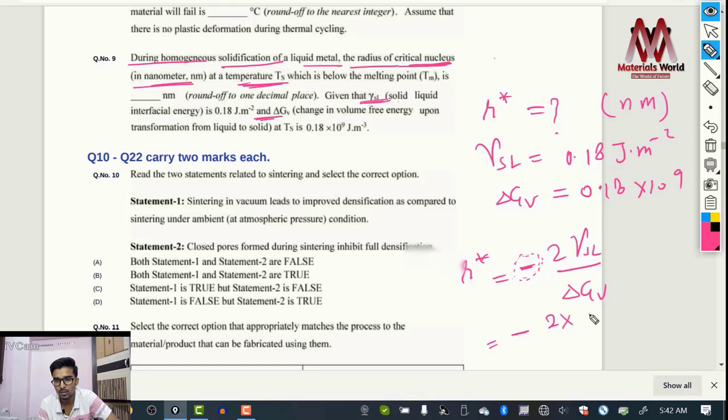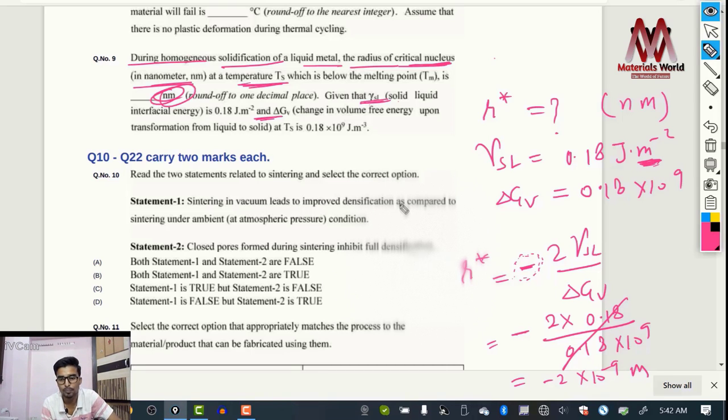2 into gamma, which is 0.18, by delta GV, which is 0.18 into 10 to the power 9. So 0.18 will cancel out. So minus 2 into 10 to the power minus 9, since they are in meter. So the answer will be in meter, and it is asked in nanometer. So it will be minus 2 nanometer. But distance cannot be negative, so we just take the absolute value, that is 2 nanometer. So the answer is 2.